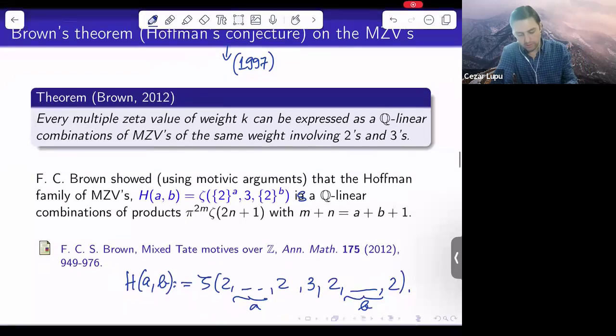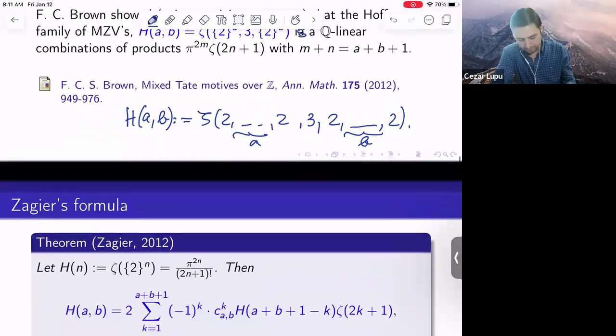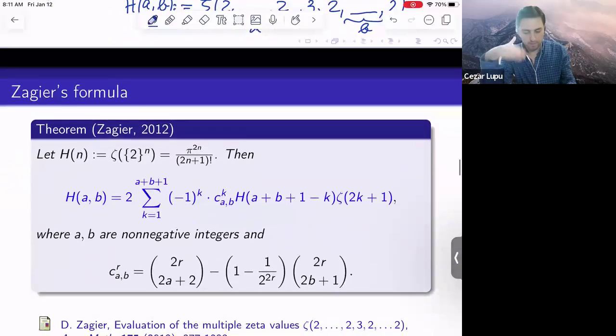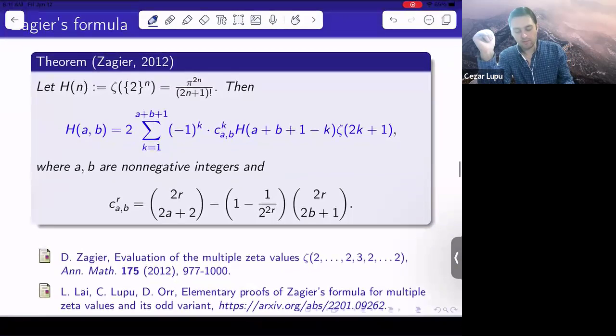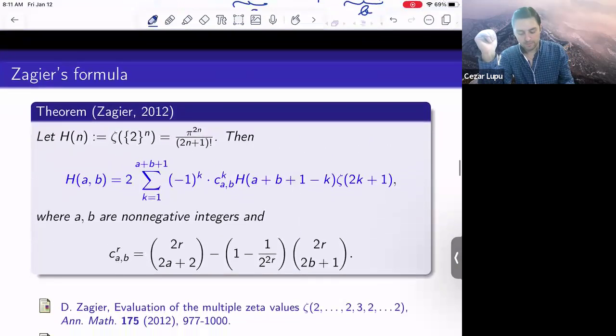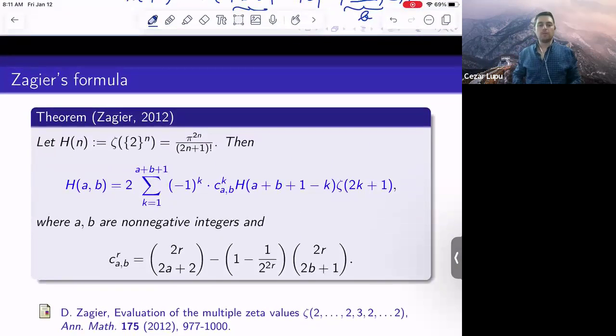So this came in a paper; they were basically published in the Annals next to each other. Zagier found the exact formula, which looks like this. It was published in the Annals as well. The paper is called Evaluation of the Multiple Zeta Values zeta of 2, 2, 2, 3, 2, 2, 2. As you can see, the formula looks pretty extraordinary, and you might be scared a bit, but it looks pretty nice.